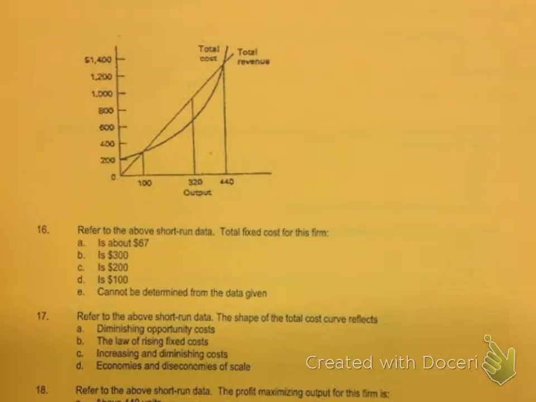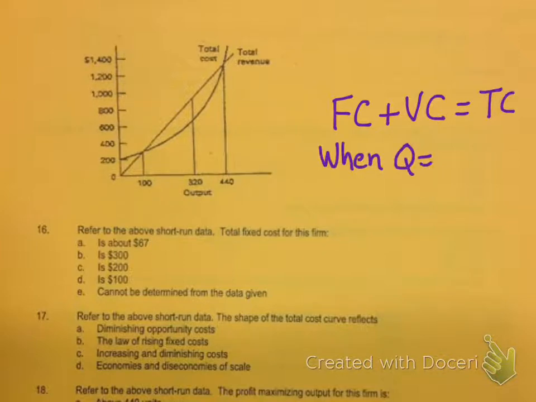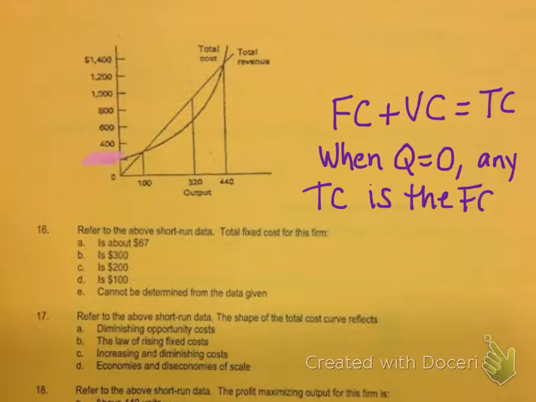So let's go back to 16. So this one is just more of a definition of how total fixed cost, total variable cost, and total cost all work together. Now, if you remember, fixed cost plus variable cost is equal to your total cost. And we know that when we have 0 units, we have 0 variable costs. So basically, when your quantity equals 0, any total cost is the fixed cost. So that means that the total cost curve hits at 0 units at $200. So that means that our total fixed cost for the firm is $200.